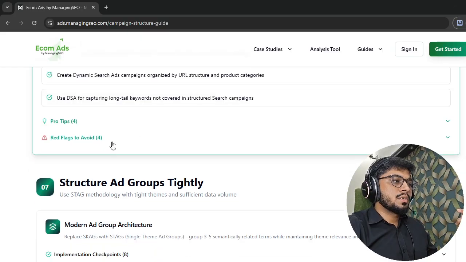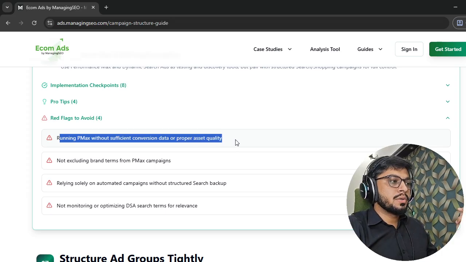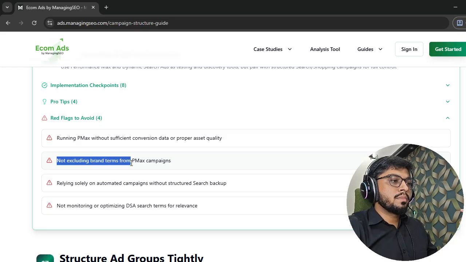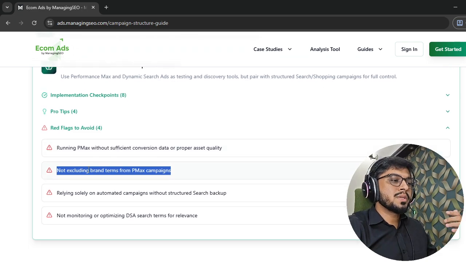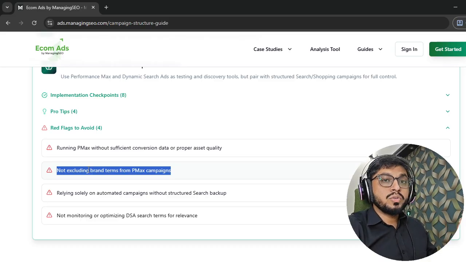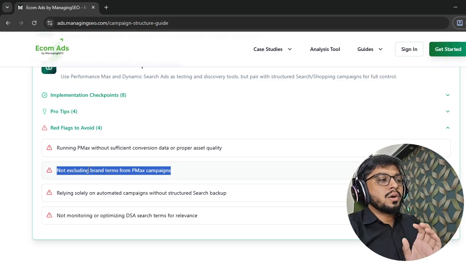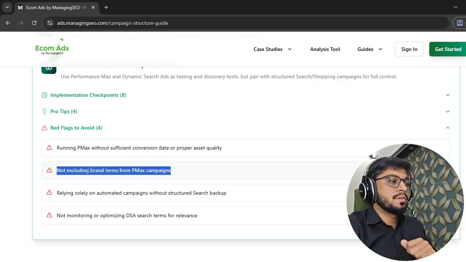Anyways, let's see the red flags here. Running PMax without sufficient data is going to hurt you, obviously. Not excluding branded terms, this is again very important. As I mentioned here, we have to exclude the brand terms. Performance Max usually gets the data from feeds. In the feed, we usually have the brand name, and if Performance Max gets the brand name from your feed, it's going to show your ads on branded keywords as well. If I don't want to spend on branded terms in a Performance Max campaign, then I must add the brand name as a negative keyword.